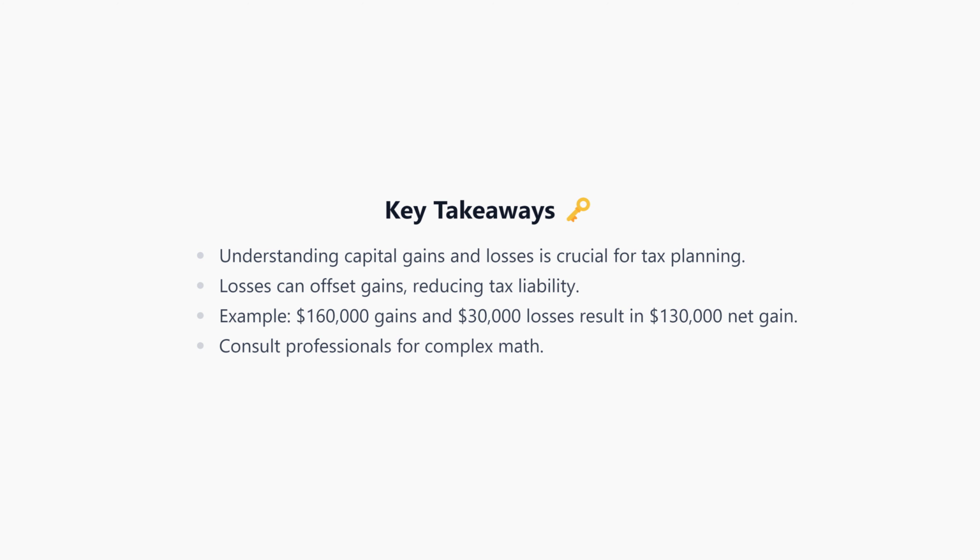To summarize, understanding capital gains and losses is critical for effective tax planning. Losses can strategically offset gains, reducing your tax liability. Remember our example. $160,000 in gains offset by $30,000 in losses equals a $130,000 net gain. Finally, always consult professionals when dealing with complex financial math.